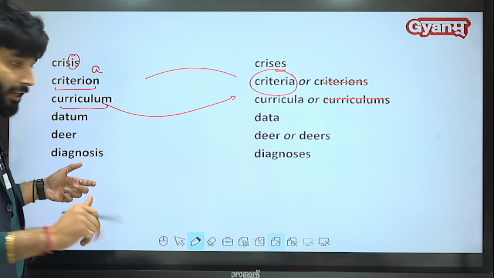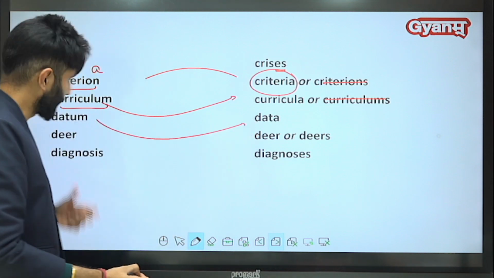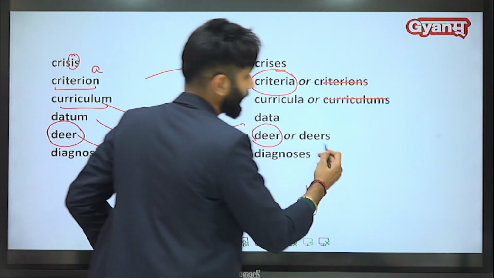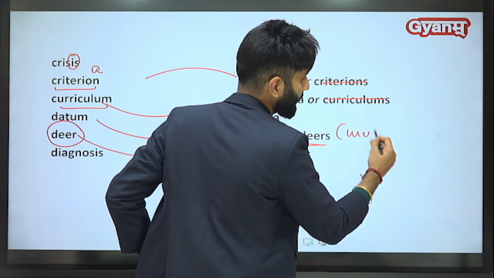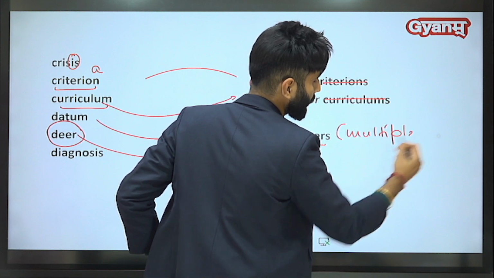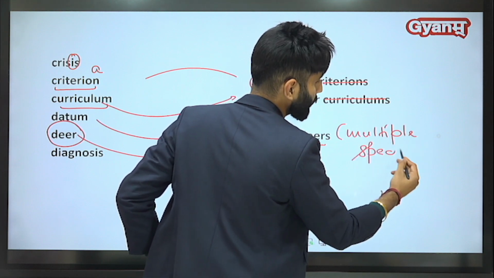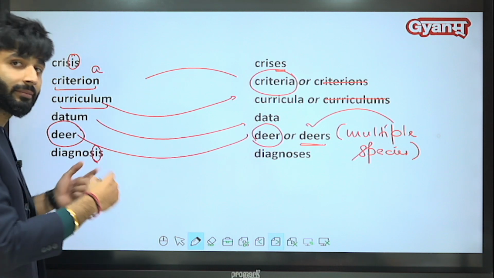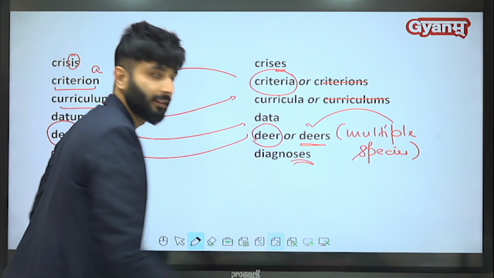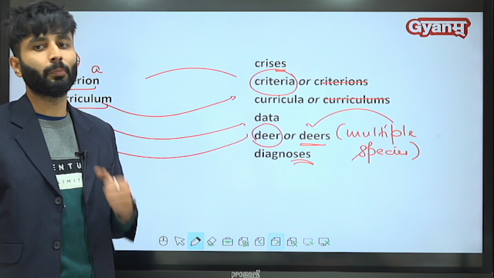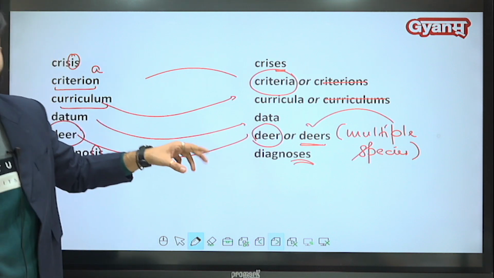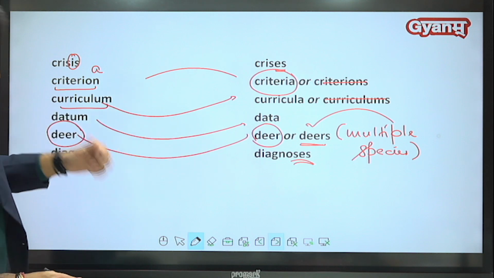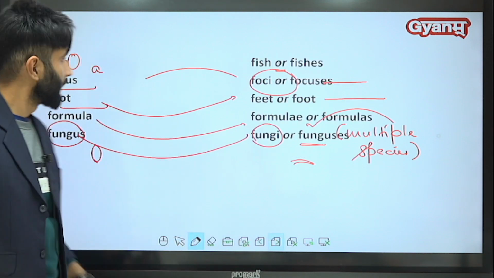Datum, singular. Data, plural. Deer takes deer as a plural, but yes, when you talk about multiple different species involved, the plural comes out to be deers. Diagnosis, again IS makes it singular, while diagnoses makes it plural. Do not forget these terms. These will add an extra benefit when you talk in your daily life.